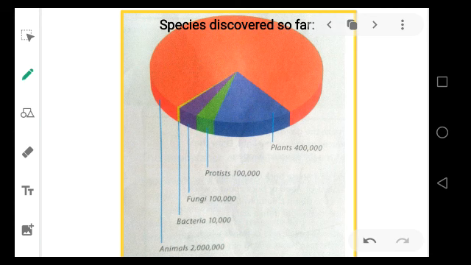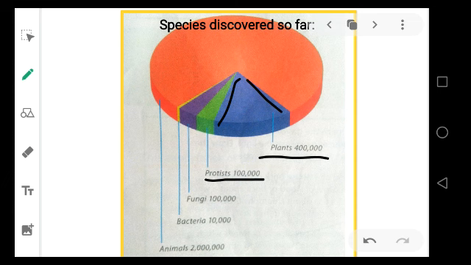Now this is a chart that has also been given in your textbooks, and it shows how many species have been discovered so far. As you can see over here, the blue area is the plants that have been discovered. About 400,000 plants have been discovered so far. The protists, okay, what are protists? These are small microscopic living things, okay? So don't get confused about what protists are.